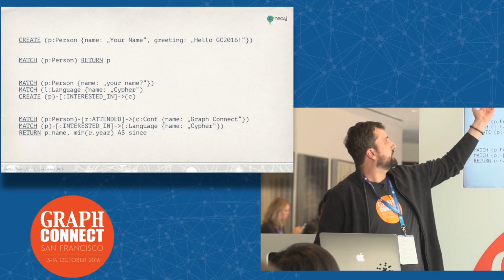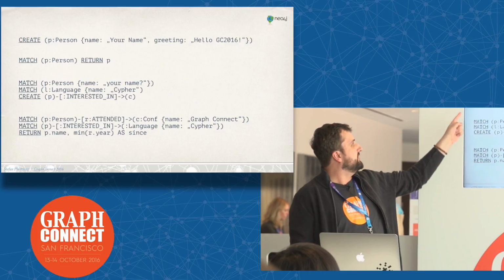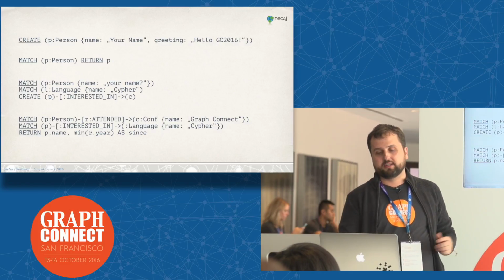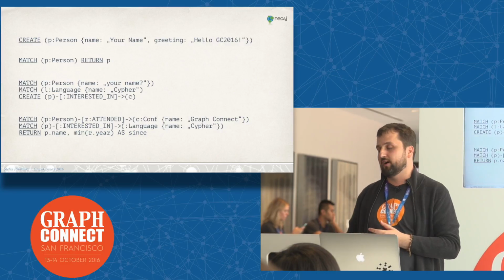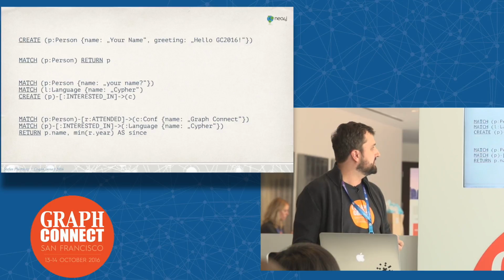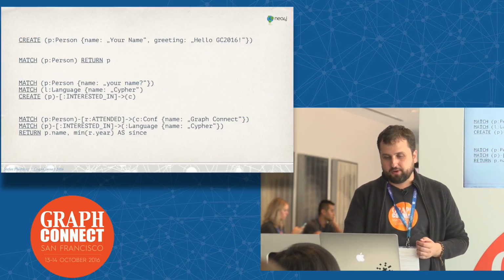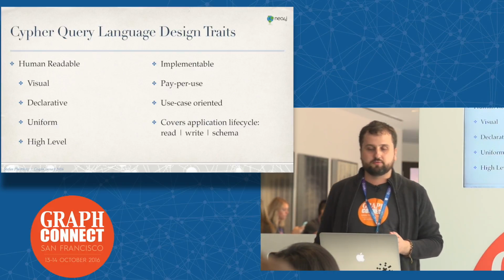You can create a node, a person, with some attributes, and then you can find it again, right? And the key characteristic you can already see here a bit. It's very visual. It's almost as if you had drawn it on a whiteboard, except it is done with ASCII art, right? So that is our query language Cypher, and yeah, so how the hell do we design this?